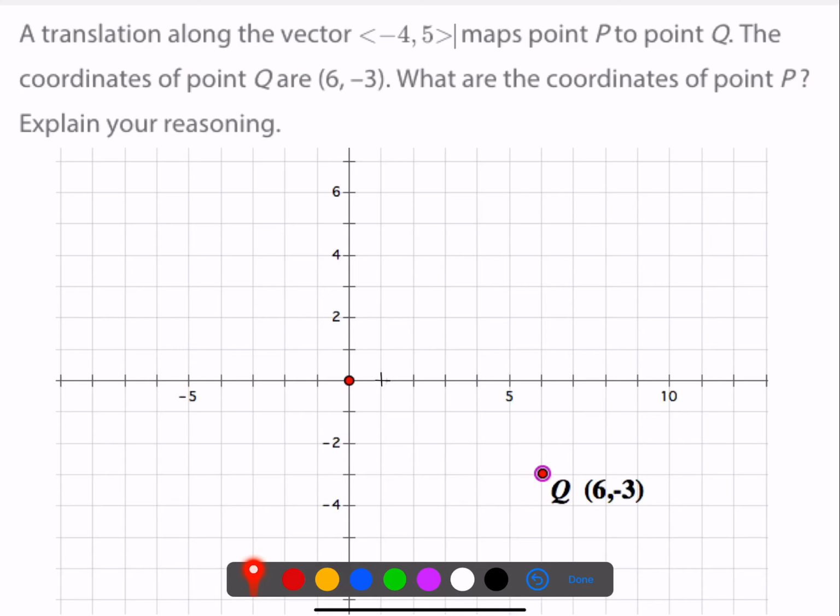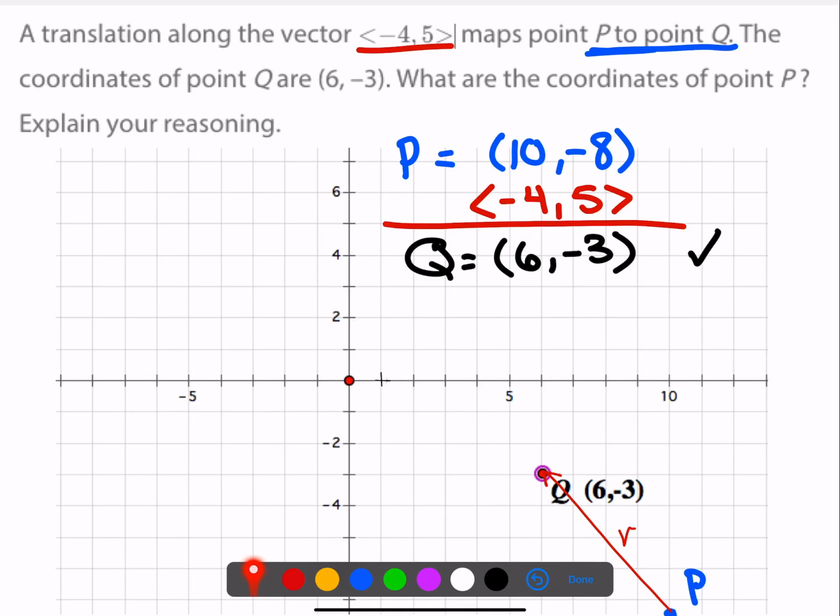All right. A translation along the vector -4, 5 maps point P to point Q. The coordinates of Q are at 6, -3, so I know where we're going to end up. This is our image. We need to find our pre-image still. So to find our pre-image, to get to our image, we went along this vector -4, 5. To get to my image, I'm going to do the opposite of that. So I'm going to go to the right 4 and then go down 5. That'll lead me to point P, which is down here at 10, -8.